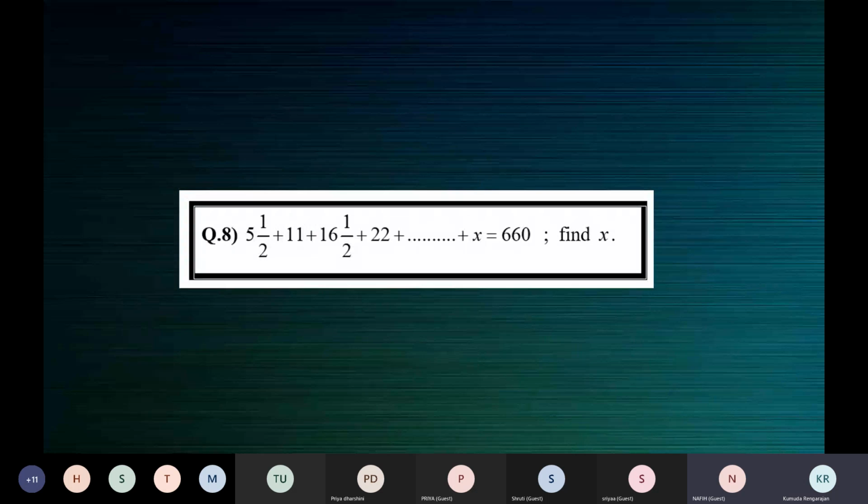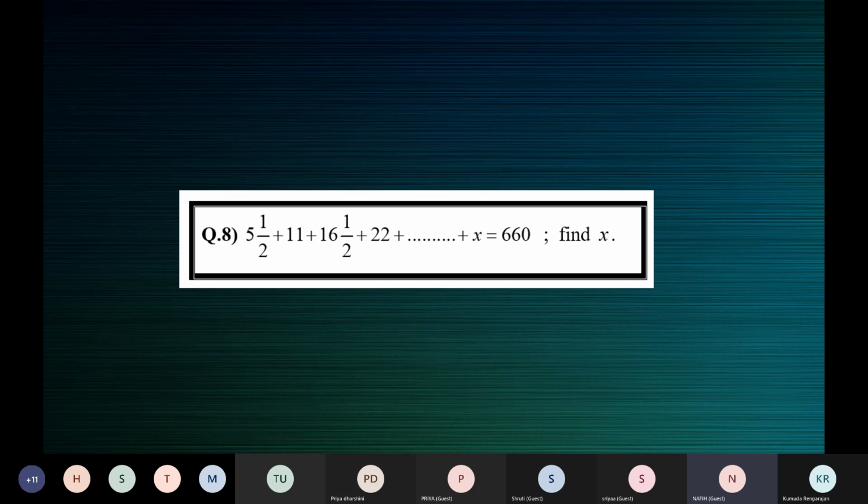Okay, what's the value of x? 82, 1 by 2. What is the symbol associated with 660? Sn. Sn is equal to 660. What's the value of d?